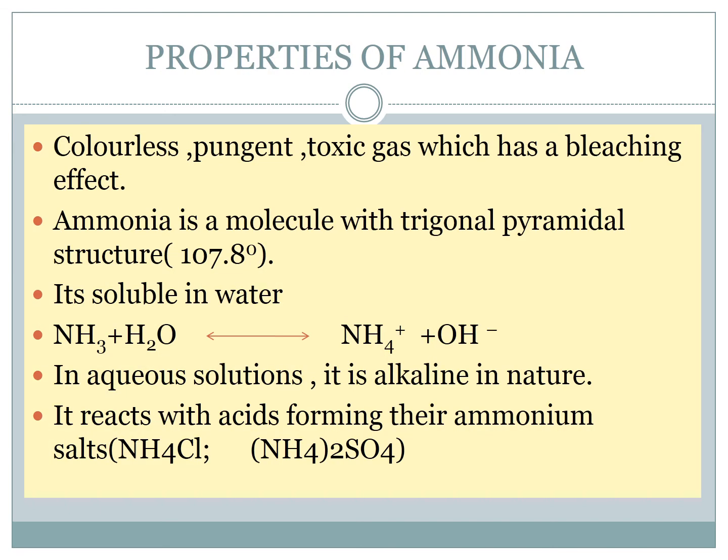What are the properties of ammonia? Ammonia is a colorless, pungent, toxic gas which has a bleaching effect. It is highly soluble in water, and it has a pyramidal structure with a bond angle of 107.8 degrees. Since it is highly soluble in water, it produces an alkaline solution. When ammonia reacts with water, it forms ammonium hydroxide, which is weakly alkaline. It reacts with acids, forming ammonium salts like ammonium chloride and ammonium sulfate.